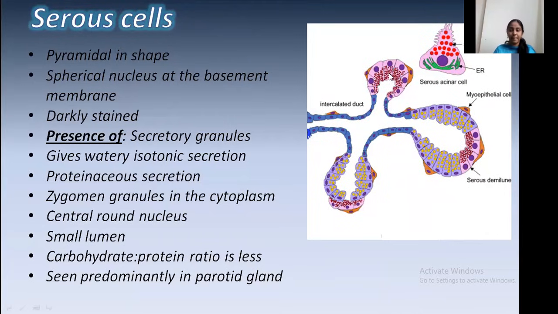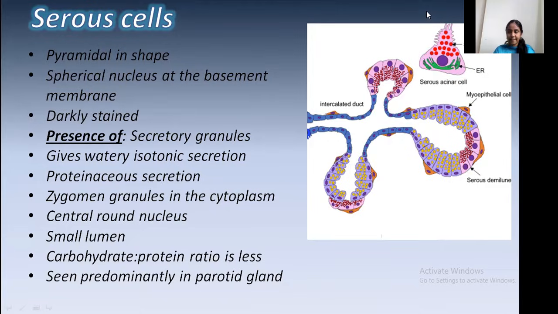Serous acini are pyramidal in shape. You can see this image, students. Pyramidal in shape. This is the magnified diagram of a serous acinar cell. Pyramidal in shape, with a spherical nucleus at the basement membrane. They are usually darkly stained and they have the presence of secretory granules.